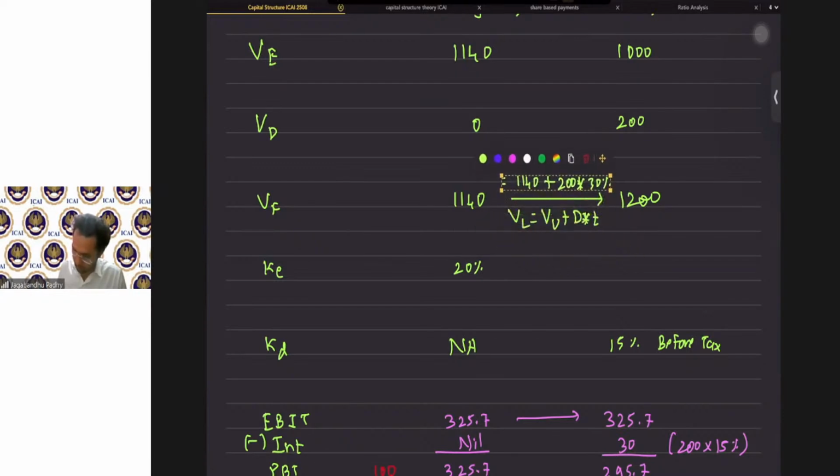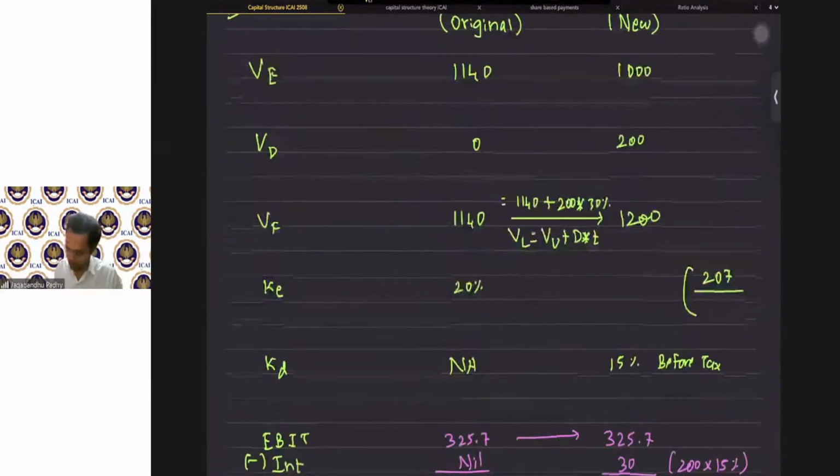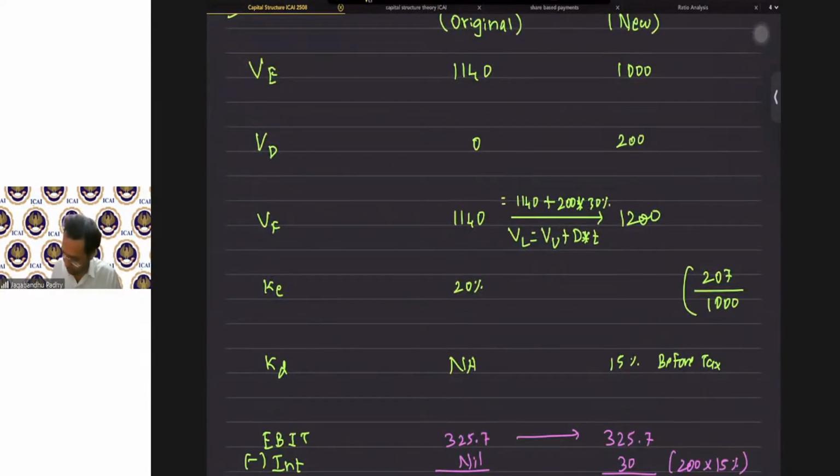And that is cost of equity. So cost of equity is PAT divided by this thing. So that's 207 divided by 1000, which is 20.7%. Right? That's 20.7% as the cost of equity.